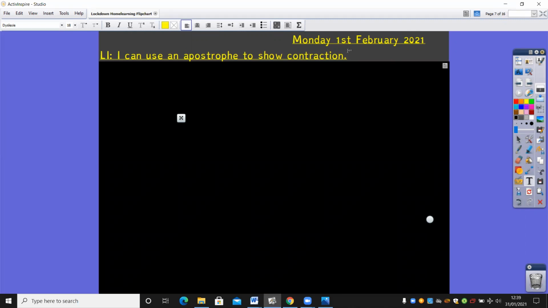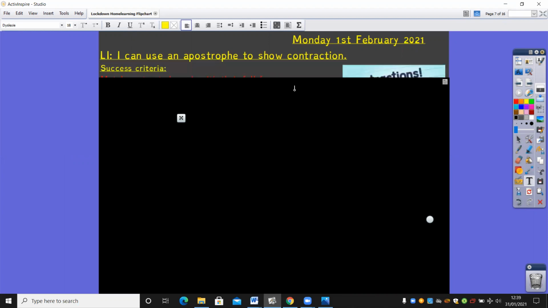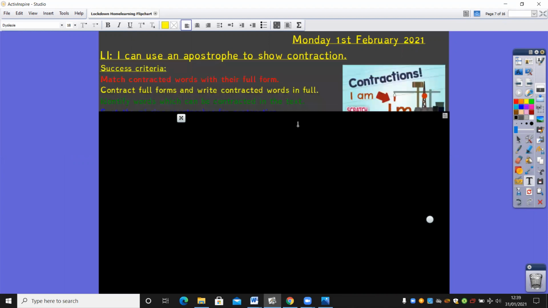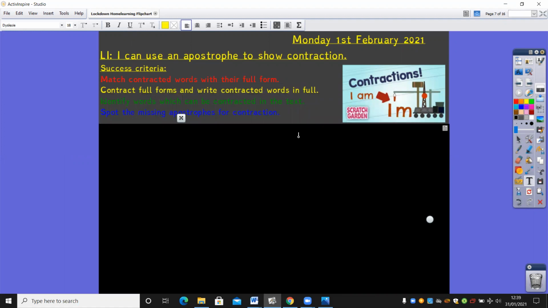So what does it mean when we use an apostrophe to show contraction? So a contraction means that we make a word shorter. To contract means to make something shorter. So for example, as we can see in this lovely picture, we have the words I am, which become contracted to I'm. Children, can you see what has happened to the two words I am?